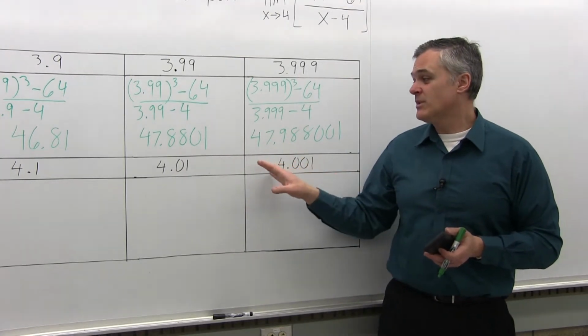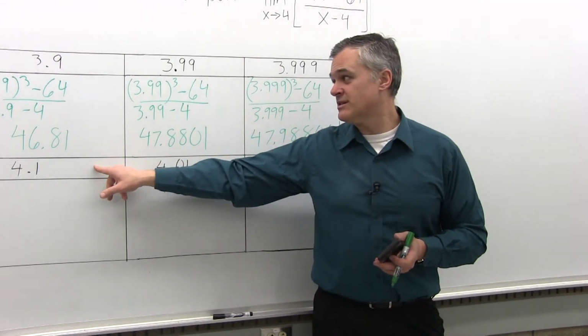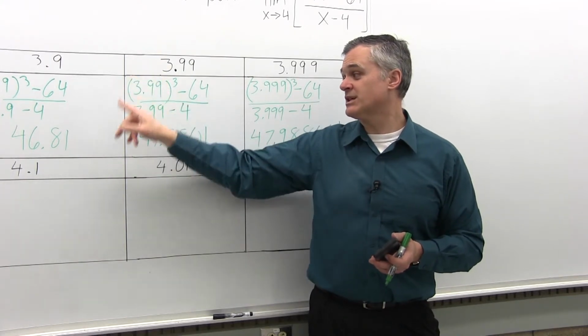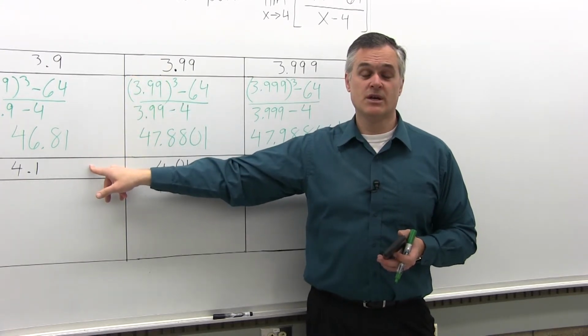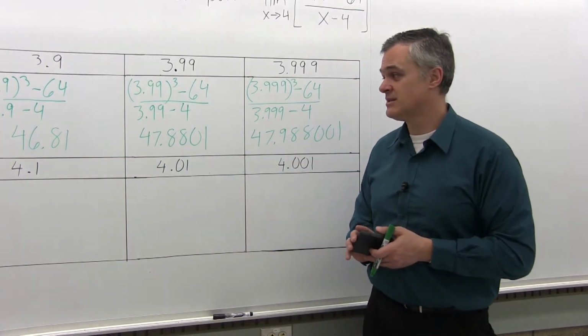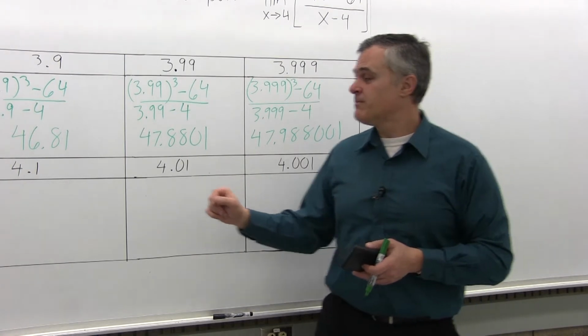But you have to make sure that you're getting closer and closer to the same value as you try input values slightly less than what you're approaching and slightly more than what you're approaching. Occasionally they'll go to two different outputs and then the limit does not exist. So let's fill in the bottom.